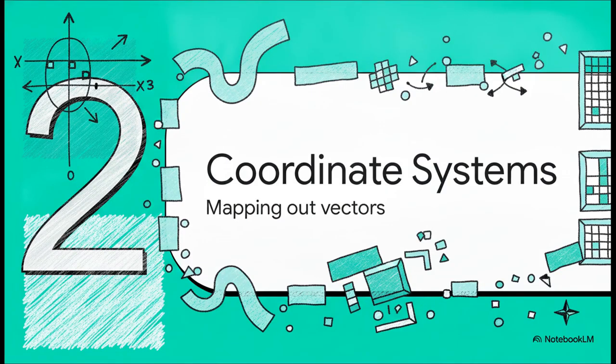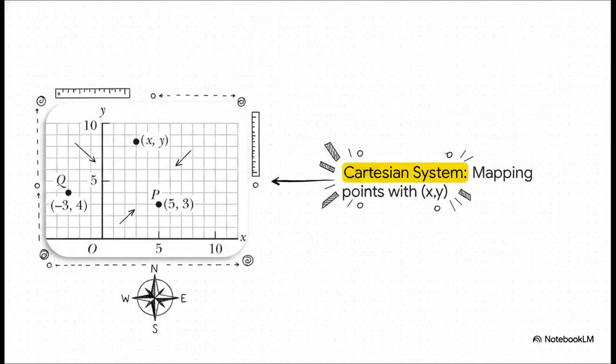Moving right along to Section 2, Navigating Coordinate Systems. Now that we have our vectors, they need an arena to live and interact in, right? Our most familiar arena is the Cartesian or rectangular coordinate system. This is your standard grid map. We plot points using an x-axis for horizontal movement and a y-axis for vertical movement. It lets us precisely locate specific positions, like point P at (5, 3), or point Q at (-3, 4), literally just by counting the units along these axes.